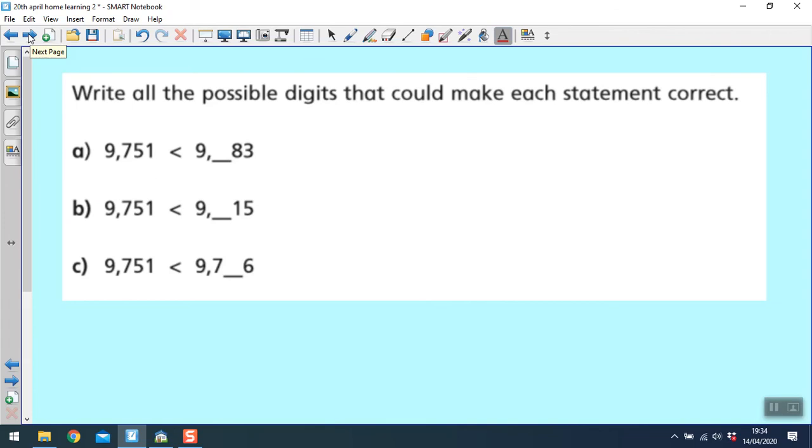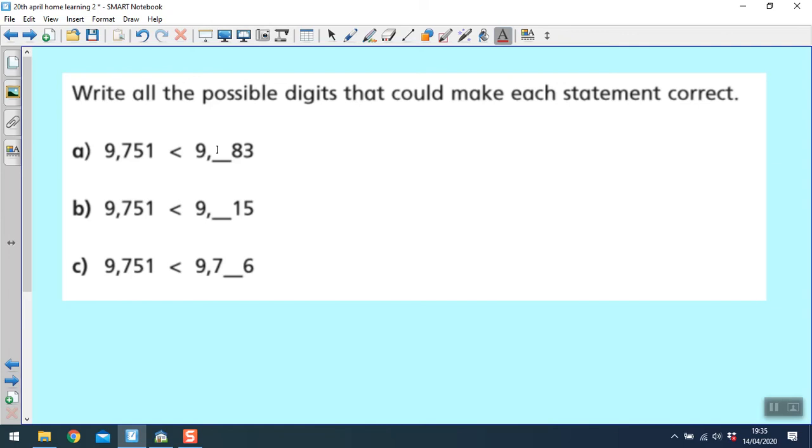Okay, write all the possible digits that could make each statement correct. So this means the crocodile is the biggest number, so the open mouth is on this side. This has got to be bigger than this one. If you've got 9,700 there, what has got to be in this box to make it correct?